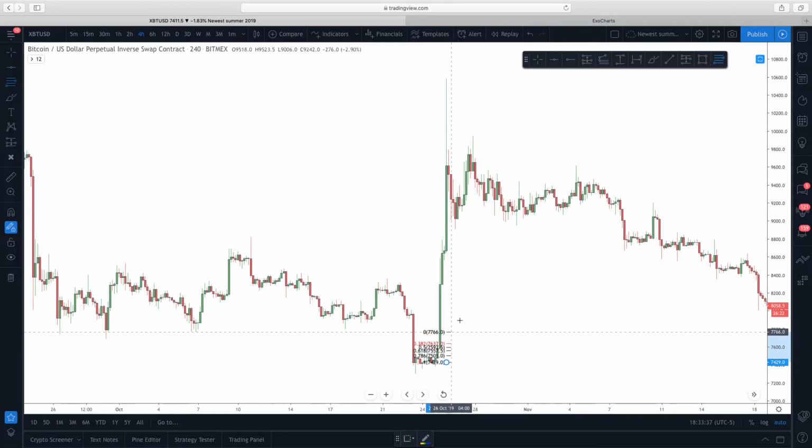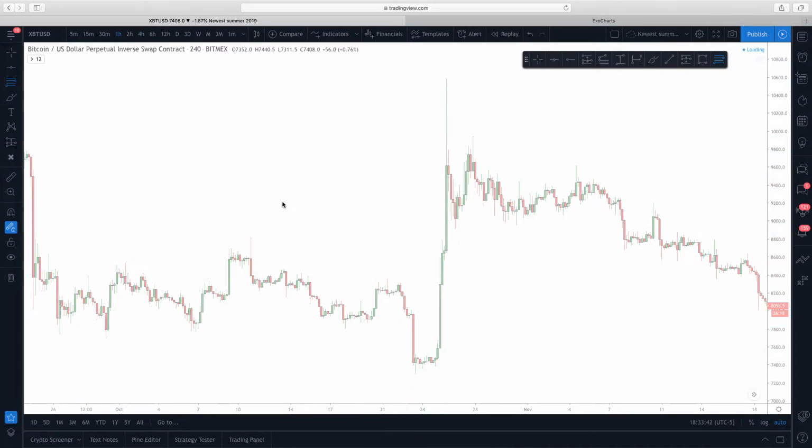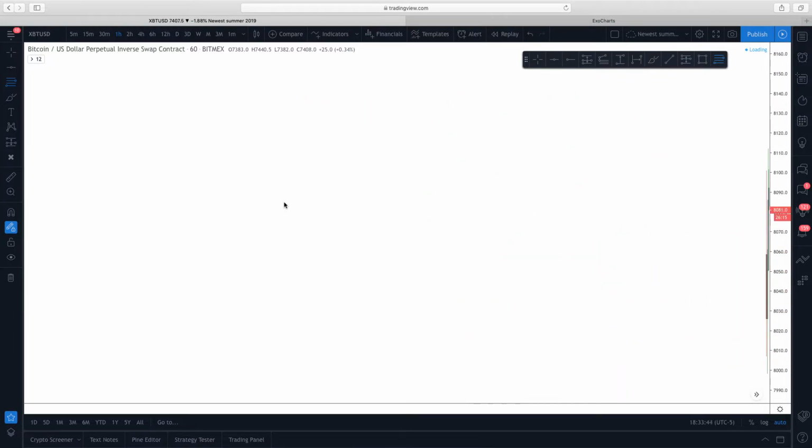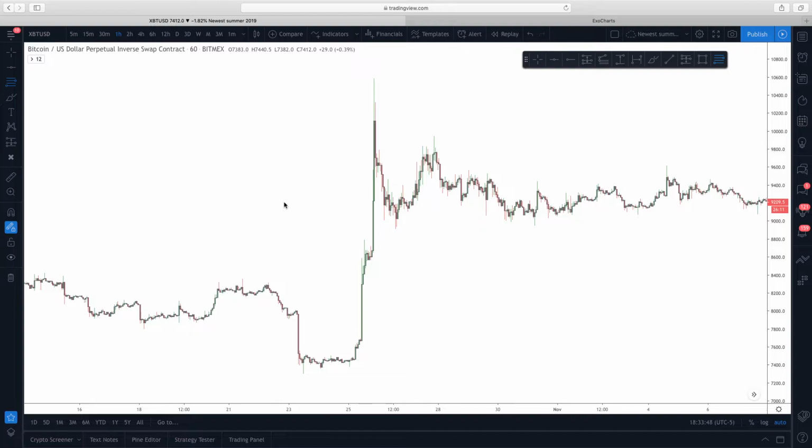So you can see that if I include this, or if I go down to the hourly, this is where fibs come in handy, because there will be a lot of program trading systems that are going to be using fibs. So if we're looking at this large structure up here, take the fib tool.